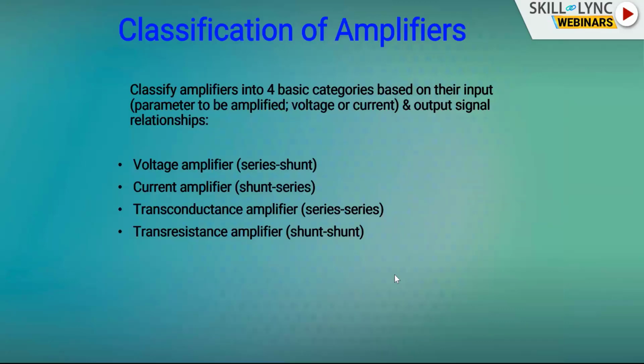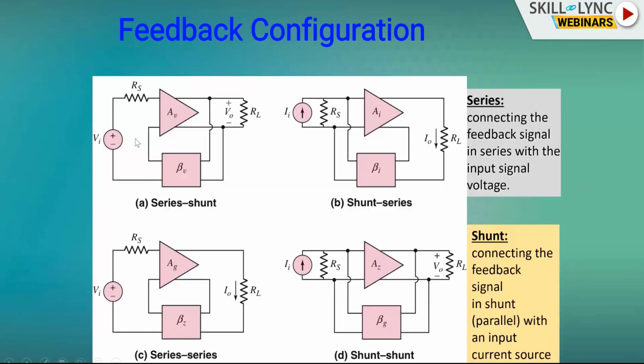Okay. So what happens in the series shunt connection? We call this a voltage amplifier because the input is VA, output is V0. In shunt series connection, the input is current, output is also current. Therefore, we call it a current amplifier. Here in series connection, the input is voltage, the output is current. We call this a transconductance amplifier because I by V is equal to conductance. Therefore, we call this one a transconductance amplifier.